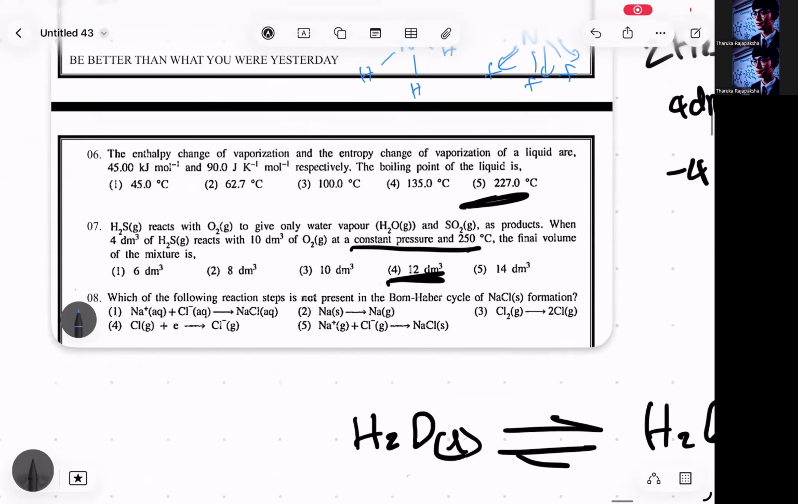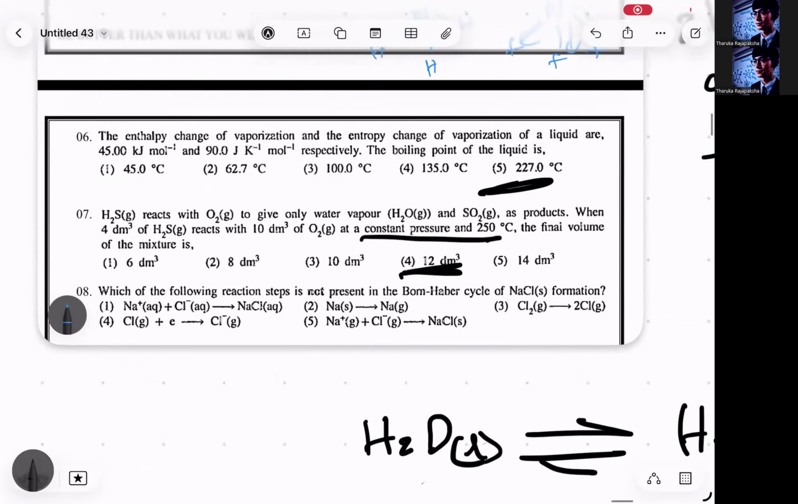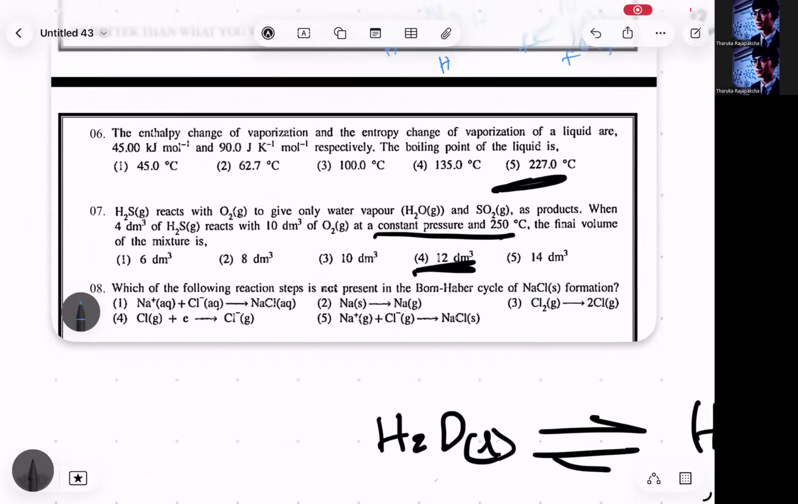Then eighth one, which of the following reaction steps is not present in the Born-Haber cycle of sodium chloride solid formation? So third one is the bond dissociation of chlorine, that is there. Actually, you have to break the Cl. Sodium solid to gas, that is there. You can take it as sublimation as well as atomization. Both are correct. Fifth one is the lattice formation enthalpy, that is there.